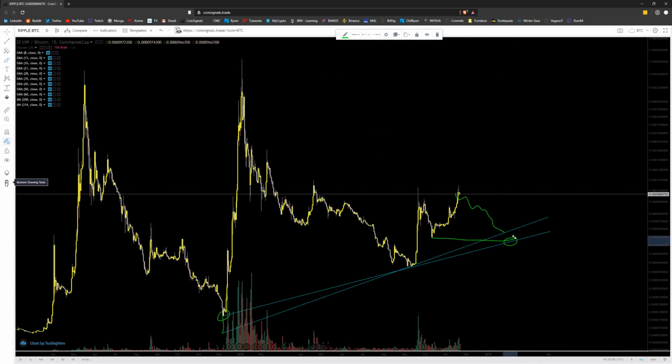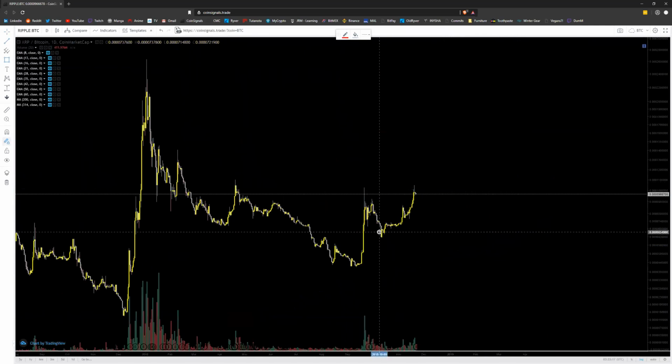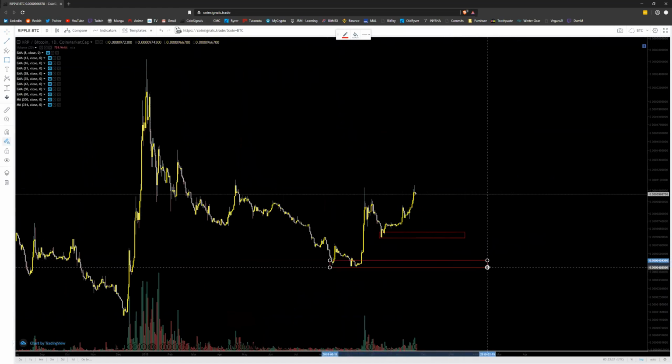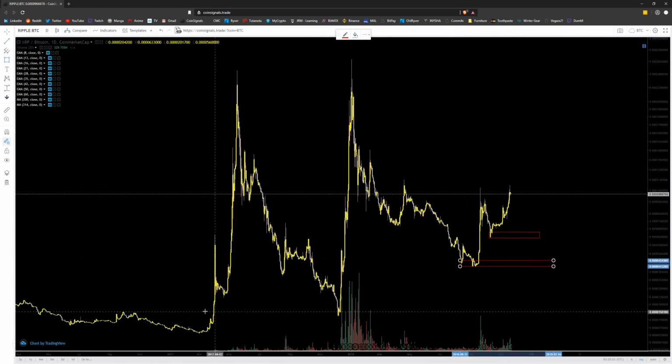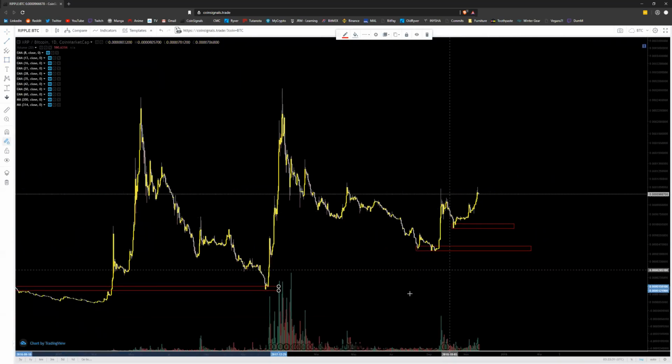But this kind of leads into why I don't use them as much, is just because they really are arbitrary, whereas horizontal areas are not. They're there. Like, that is potential support. This is potential support. This was resistance, turned support, right? Like, that stuff, that's just what works for me. So that's what you'll see me using a lot more.